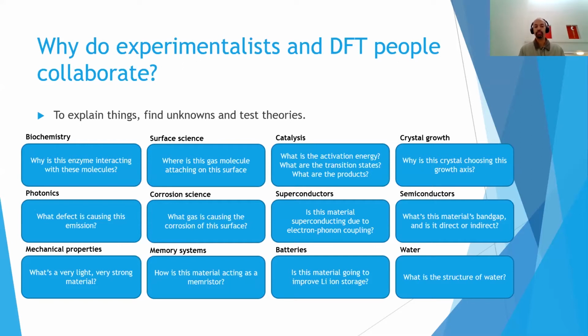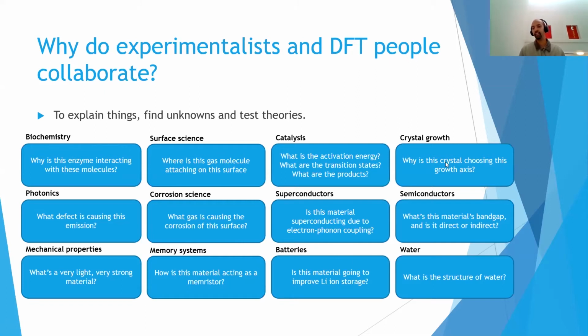In corrosion, what gas is the culprit in the reactions that are leading to the corrosion of a surface under all the electrochemical environmental settings? Superconductors, it's a very hard area for DFT to get into, but DFT has been making really amazing leaps in superconductors to model some aspects of the superconductivity process. In semiconductors, what's the material's band gap? That's one of the key questions that DFT has been trying to answer, has been answering it pretty well, but not really so well. I'll talk about accuracy later.